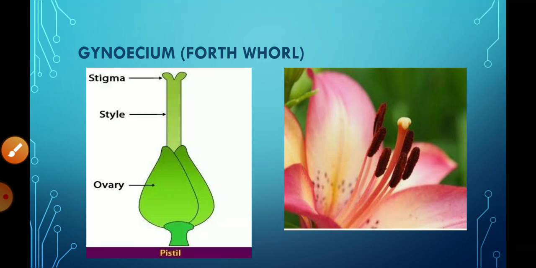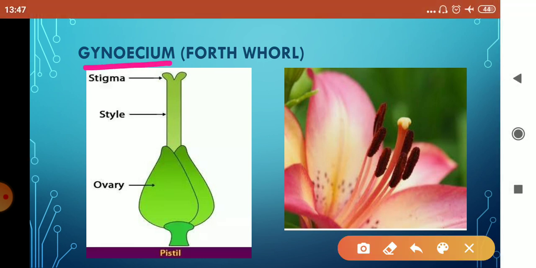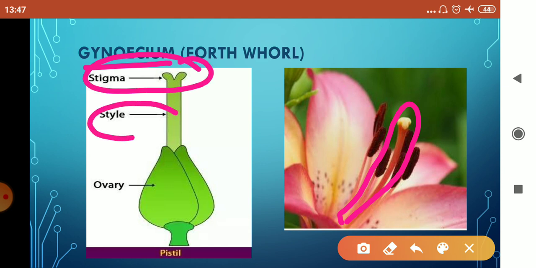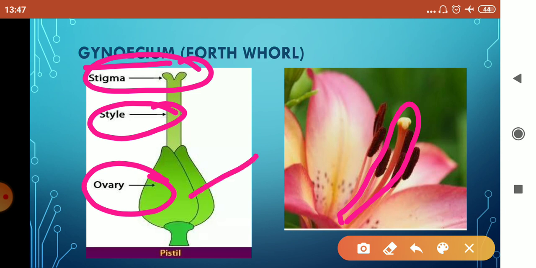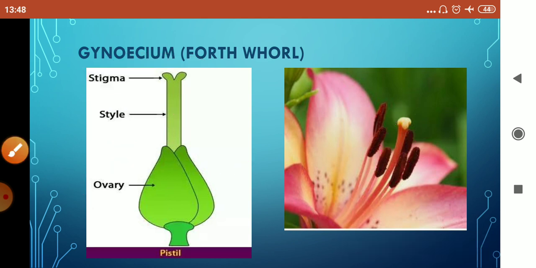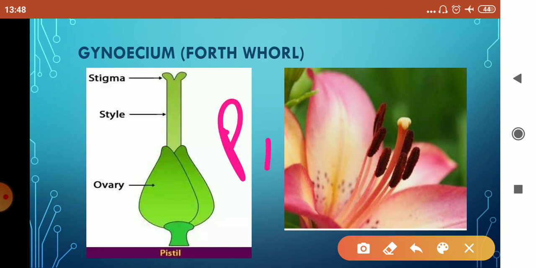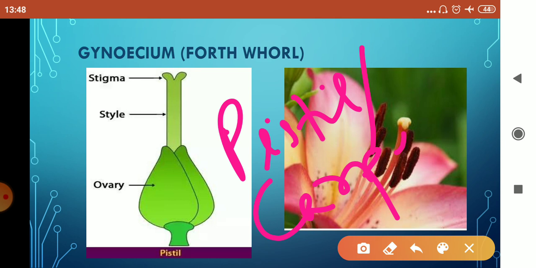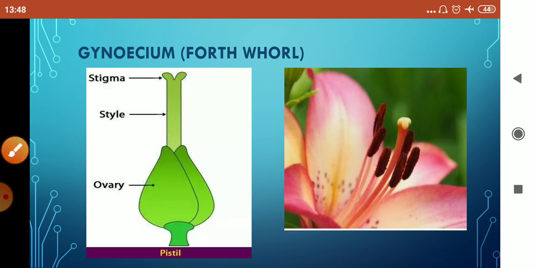Now the next whorl, the fourth whorl, is called the gynoecium, and it is the female reproductive whorl of the flower. Children, you can see this whorl is called the gynoecium. This gynoecium has three main parts: the upper stigma, the middle one style, and the lower one ovary. And ovules are present inside the ovary. Children, the unit of gynoecium is called a pistil, or we can also call it a carpel. So I hope that gynoecium is clear to you all.